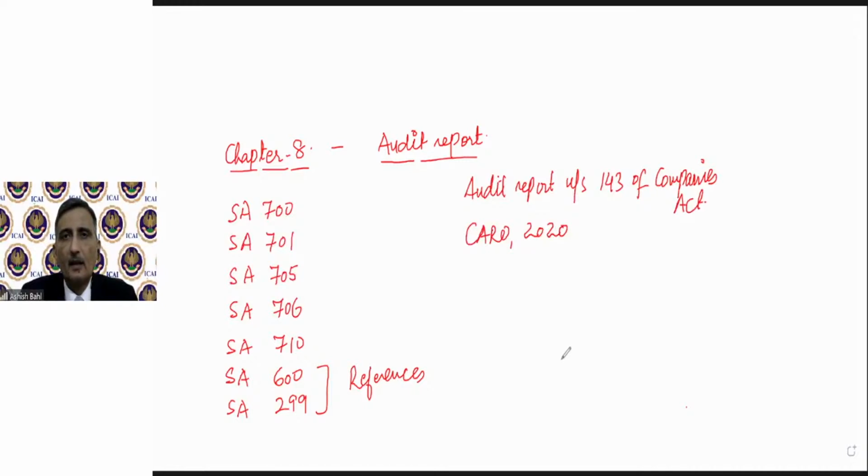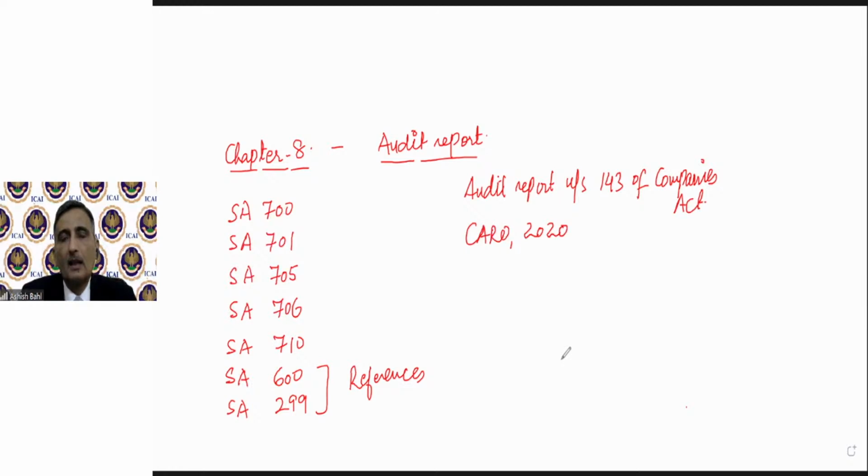So today, students, we shall be starting a new chapter, chapter number 8, Audit Report. And students, we have been studying since chapter 1 that the outcome of an audit is an audit report, through which the auditor expresses opinion on the financial statements. So finally, we are here at chapter 8, Audit Report. The audit report deals with expression of opinion by the auditor on financial statements.